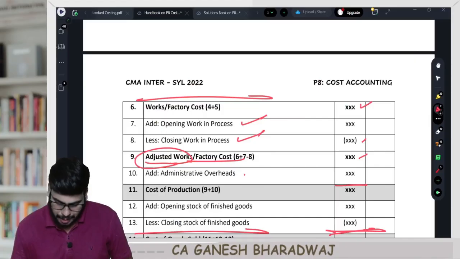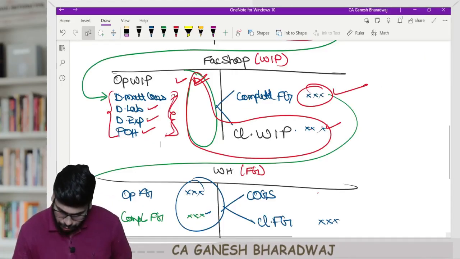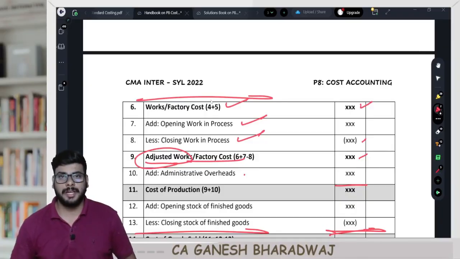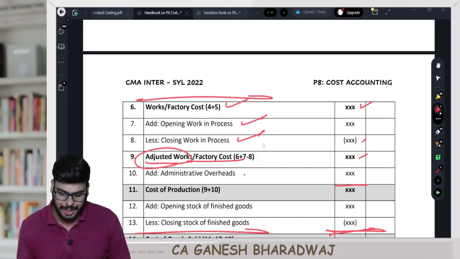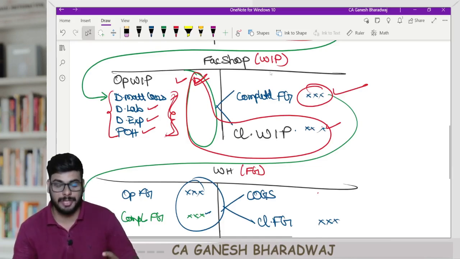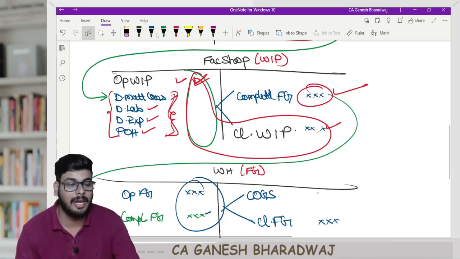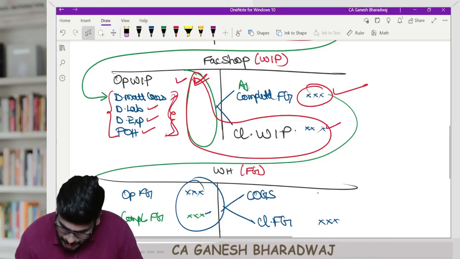We are doing the adjustment, no? The sum total of these four costs was called what? Factory cost, right? To that, add opening WIP, minus closing WIP. Since you are adjusting it, it's called adjusted factory cost. Are you clear with this? So this value of units completed is only called adjusted factory cost. We are giving it a name, adjusted factory cost.